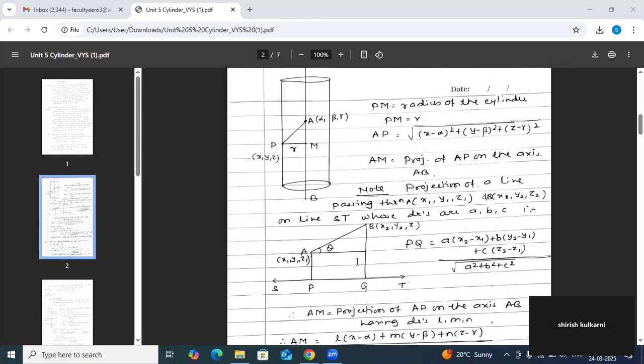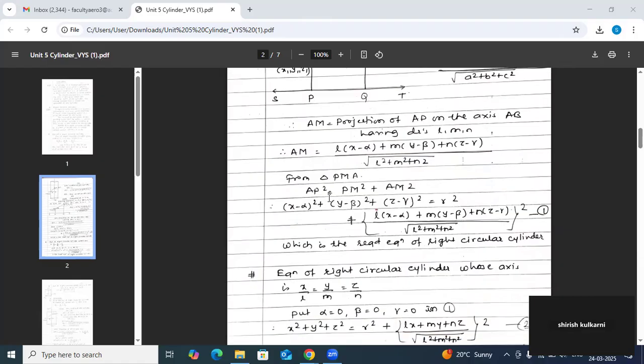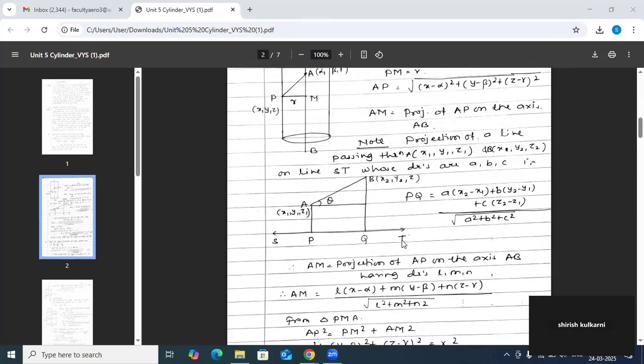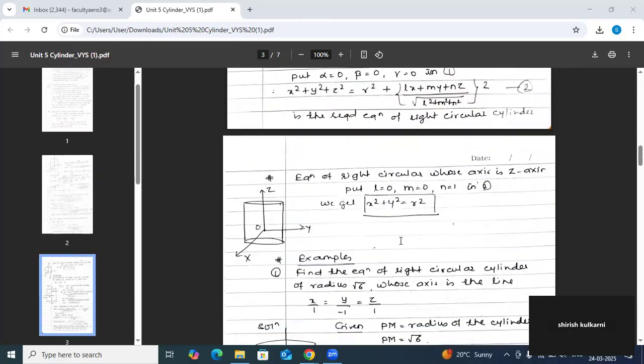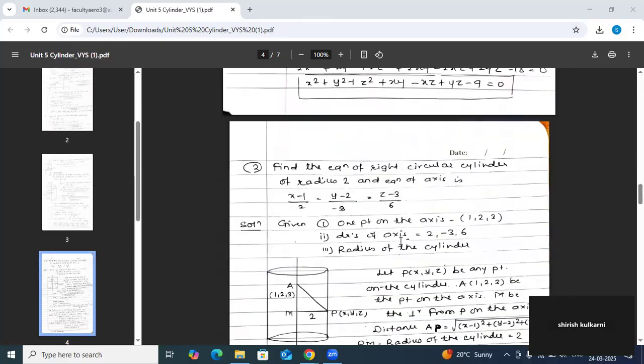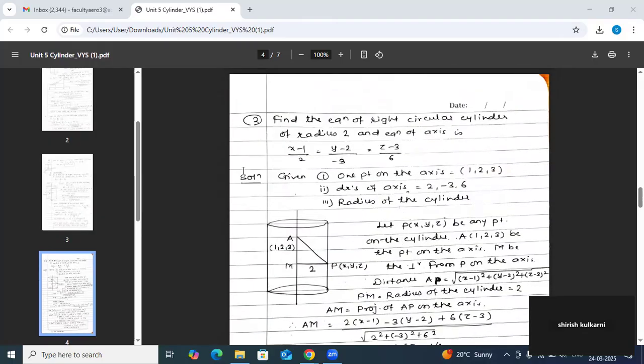Then with the help of the Pythagoras theorem, AP square is equal to PM square plus AM square. Clear? In AP square, substitute the value. PM square is the radius of the cylinder, and AM is the projection. Substitute the values, and you have to solve this equation. You get the equation of the right circular cylinder. This is the standard procedure for finding the right circular cylinder. Let us consider one problem. Now see, this is a problem.